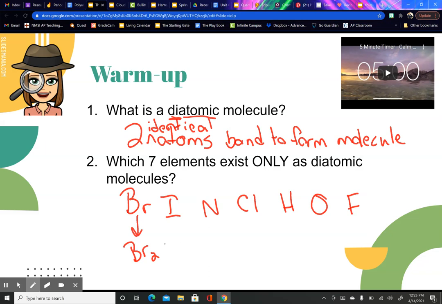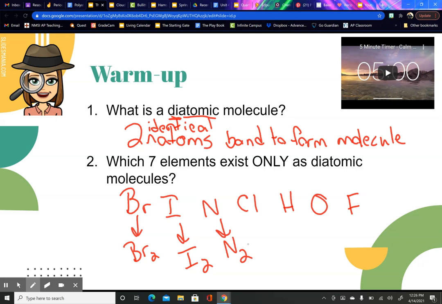You'll never just find a Br atom. It would be Br2. I will never find just an iodine atom in nature. It would be I2. I would never find a nitrogen atom by itself in nature. It would be N2. Now, that doesn't mean that these can't be in bonds, because they can.